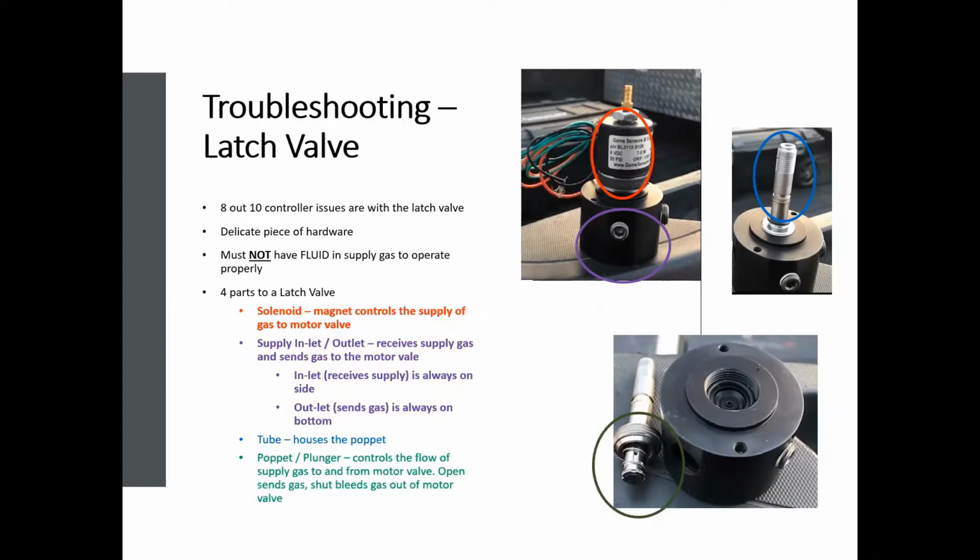The major components of the latch valve are the solenoid, a magnetic actuator that opens and closes the internal valve, and the poppet, which sends and stops gas to the motor valve. And the tube, which houses the poppet. The poppet is a spring-loaded plunger that either allows or blocks gas from going to the motor valve. And then the solenoid will actuate, and the magnet moves the poppet up and down the tube.